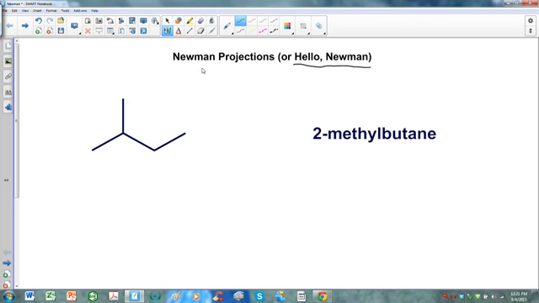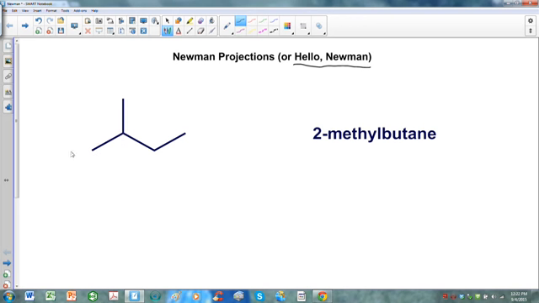Anyway, Newman projections. Now when you look at an alkane, you're used to seeing something kind of like this. So we've got a 4-carbon chain with a methyl group sticking off it, 2-methylbutane. Now the one thing that you can't really see here are all the different conformations of that molecule that you can have.